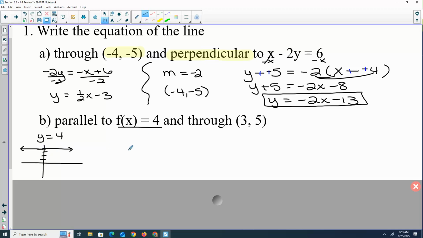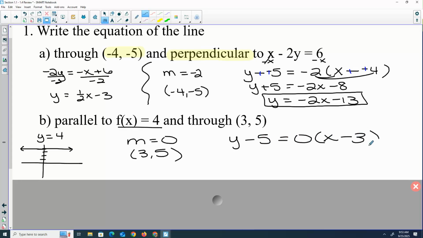What is the slope of a horizontal line? So my slope is 0. And it's going through the point 3, 5. So y minus our y value equals m times x minus our x value. So y minus 5 equals 0, y equals 5.